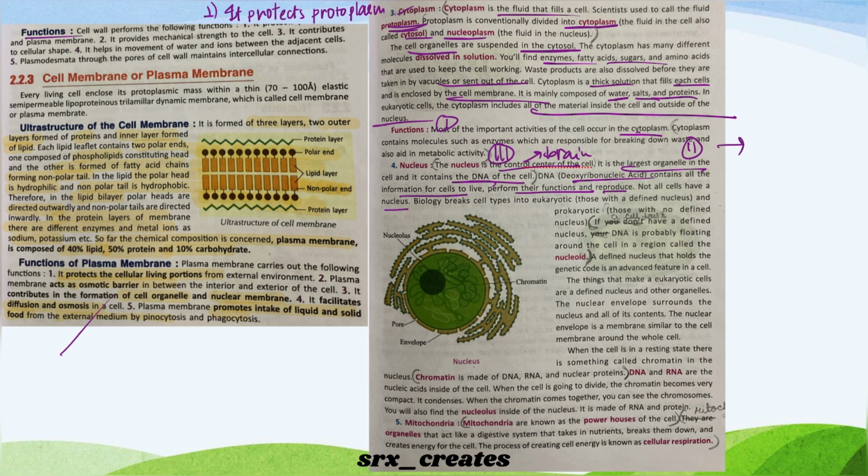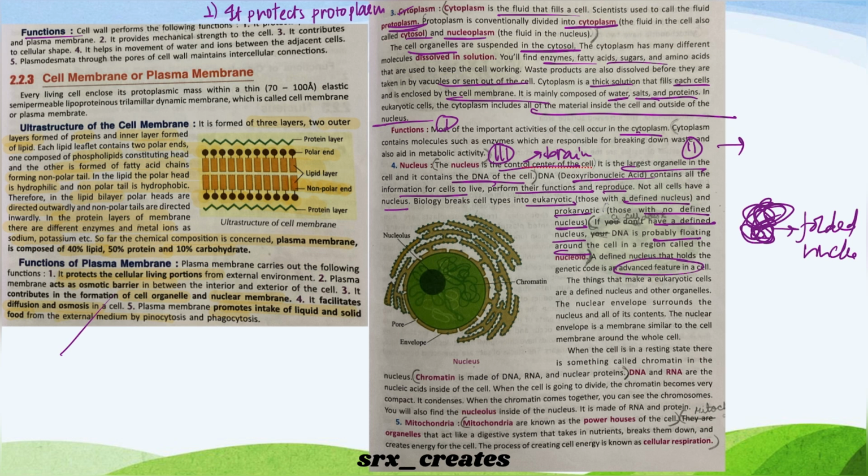Not all cells have a nucleus. Biology breaks cell types into eukaryotic, with a defined nucleus, and prokaryotic, with a false nucleus or a non-defined nucleus. If you don't have a defined nucleus, your DNA is probably floating around, means the DNA is not enclosed anywhere. It is available in this kind of way. This is a folded structure which is called nucleoid, which also has genetic material which is floating, not stuck in a position. Now, a defined nucleus that holds the genetic code is an advanced feature.